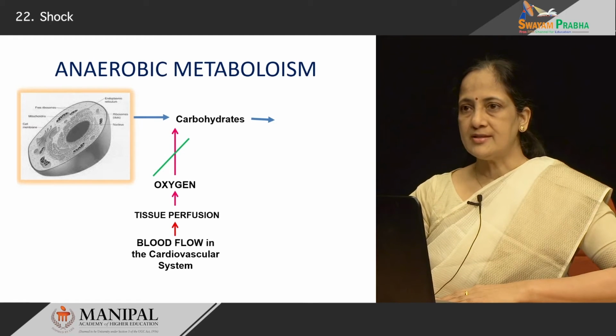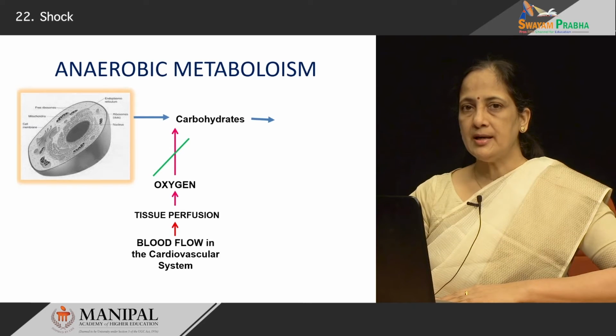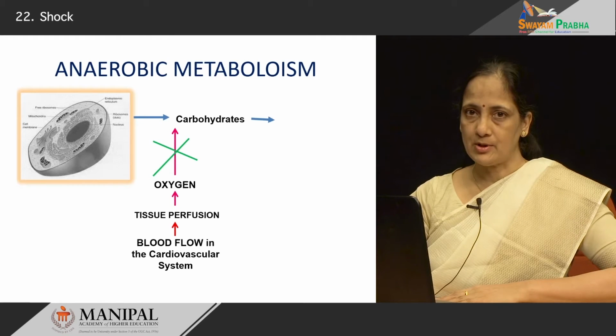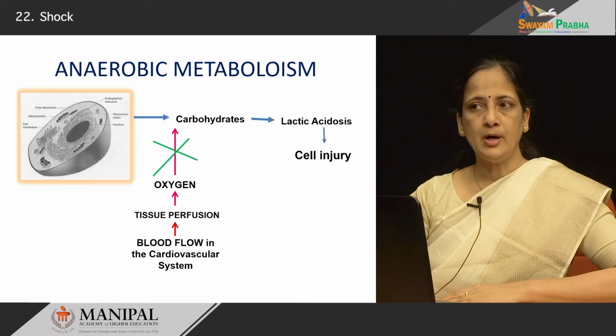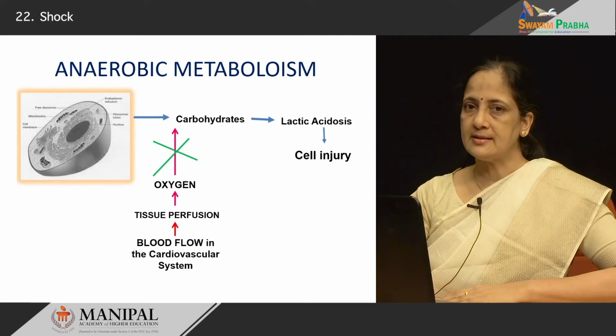Now, if this oxygen supply is not there, the initial aerobic metabolism which we mentioned will transform into anaerobic metabolism, wherein carbohydrates are converted to lactic acid. This results in acidosis. With a drop in the pH at the cellular level, cell injury results.